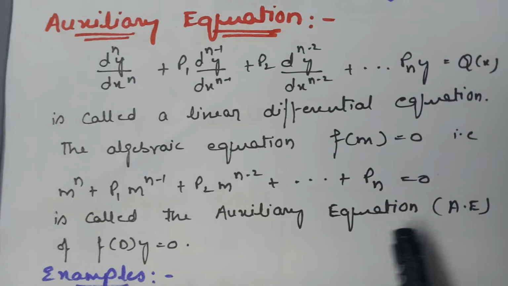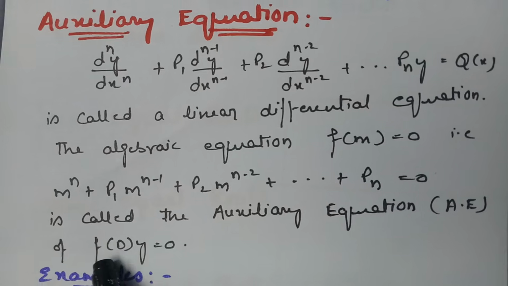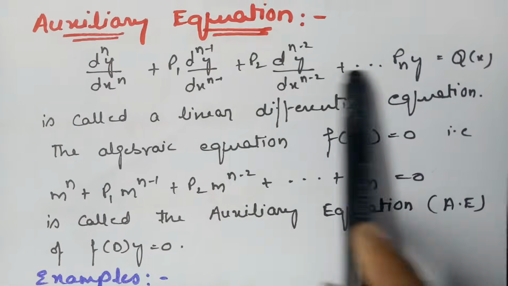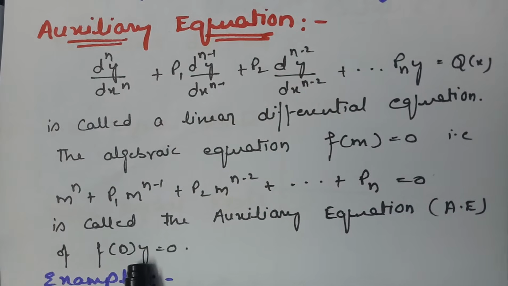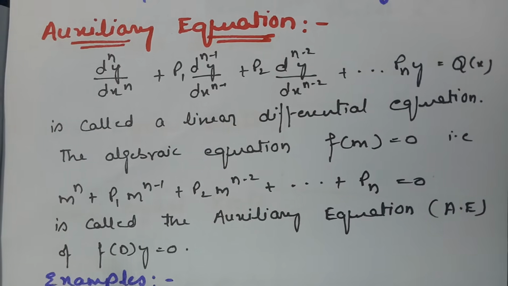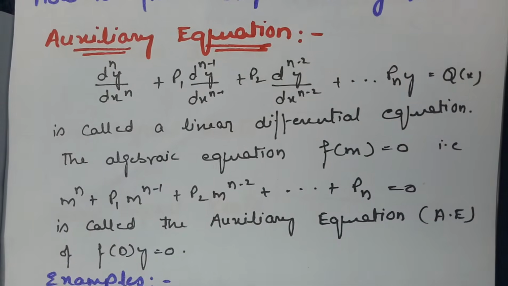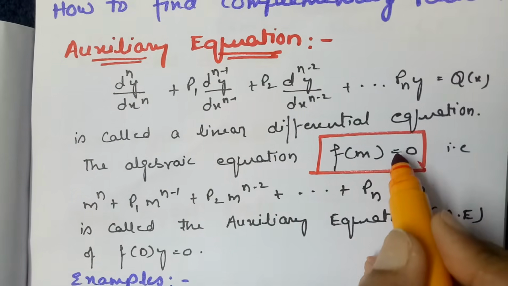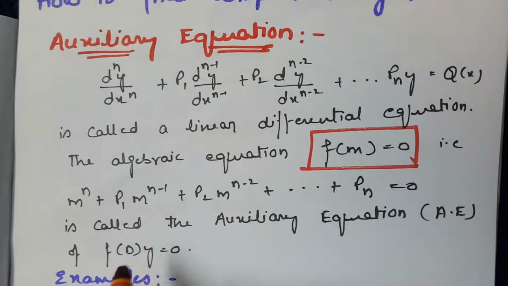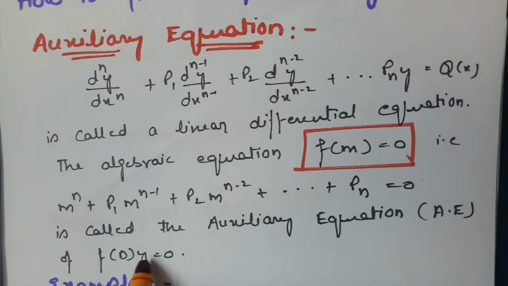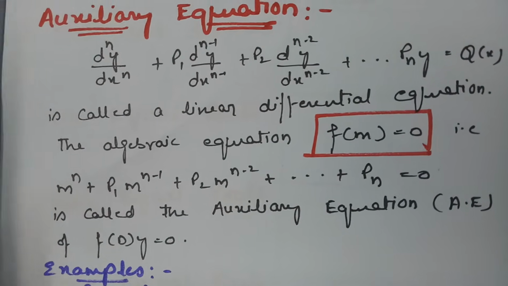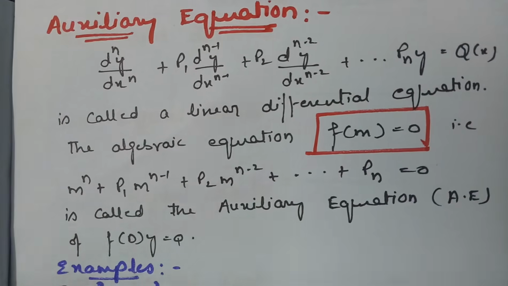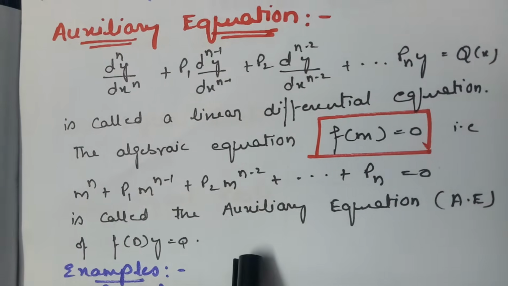So this is called an auxiliary equation, AE of f of D of y equal to 0. What is f of D of y equal to 0? This whole equation in short form is f of D of y is equal to 0. The auxiliary equation is the equation which you have to remember. f of m is equal to 0 is the auxiliary equation for the equation f of D of y is equal to 0 or Q. Here it is Q here.